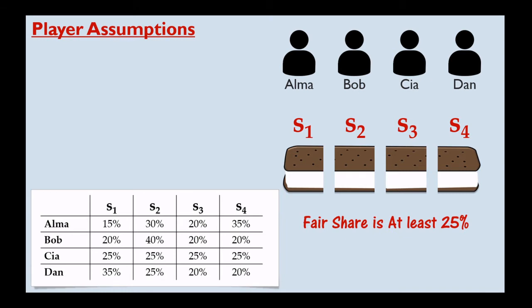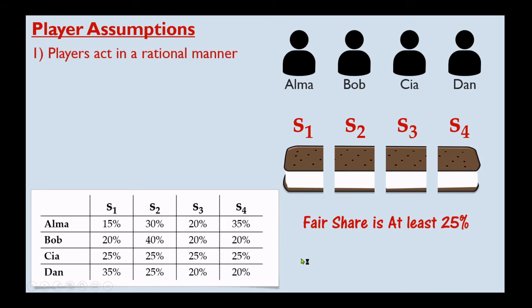So we're going to make some assumptions about the players when they're playing the fair division games. So let's say that we have knowledge of each of the players' assessment of each of the pieces. So for example, Alma views the first share as being 15% of the total ice cream, and then the second piece being 30% of the total, the third piece being 20%, the fourth piece being 35%. So in Alma's view, share 2 and share 4 would be considered fair share because both of those are at least 25%. All right, and then this is Bob's assessment, this is Sia's assessment, and this is Dan's assessment.